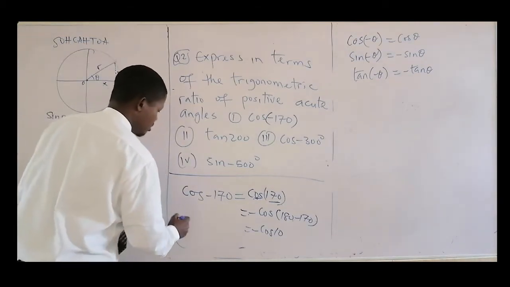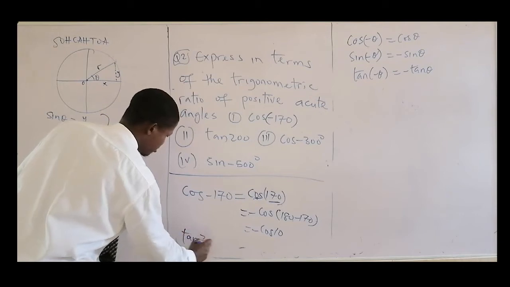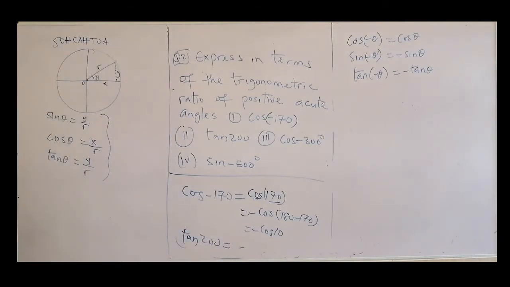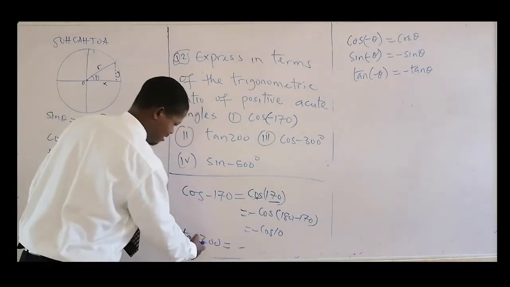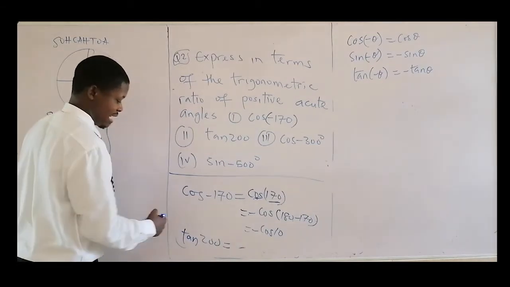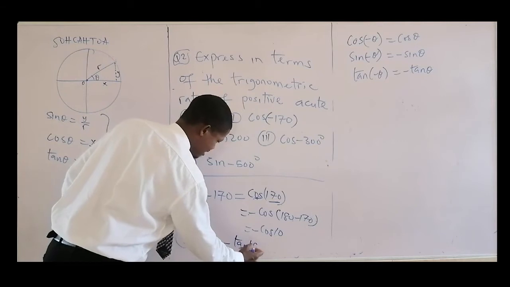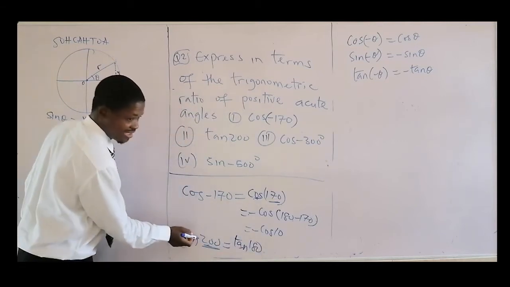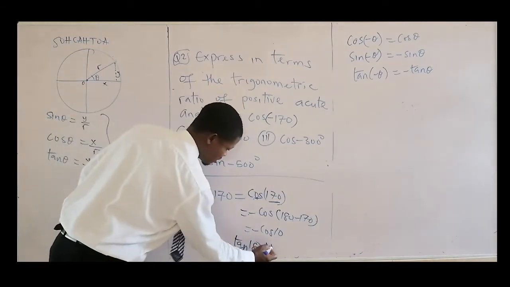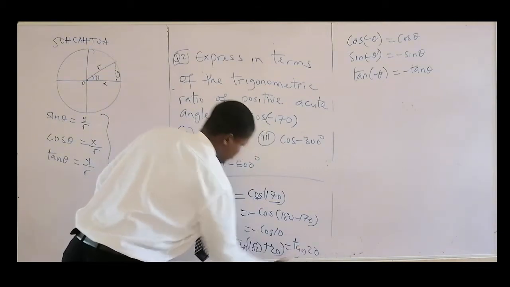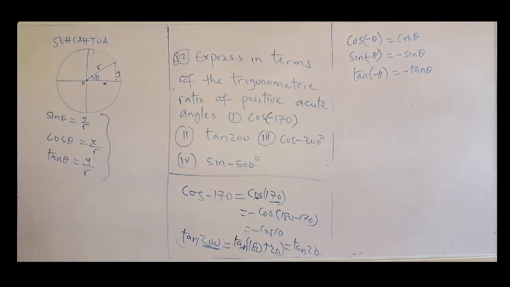Tan 200 will be equal to, the value also falls in the third quadrant. 200 is in the third quadrant. So in that case now, that is tan 180 plus how much the value exceeds 180, that's 20. So that's tan 20. Then you can punch the calculator to get the value for that.